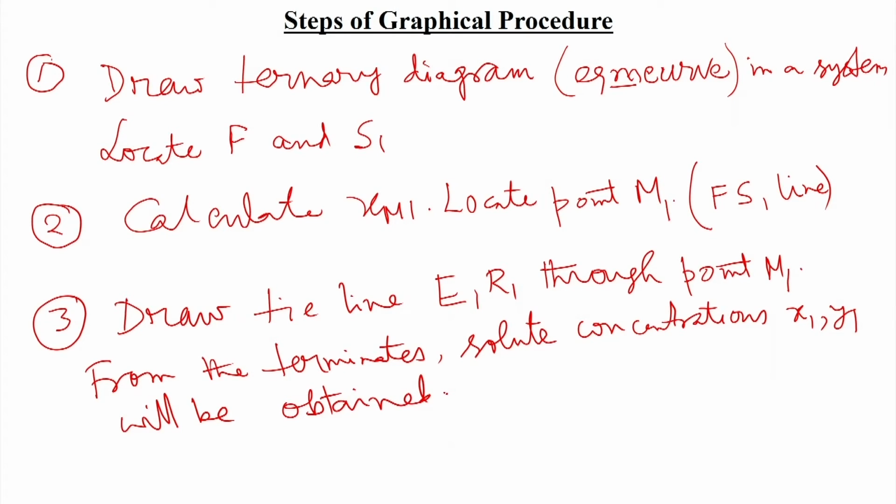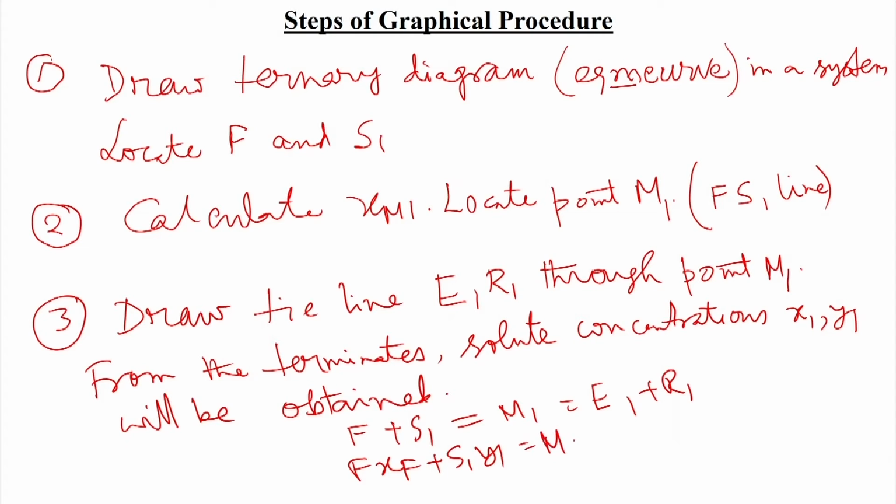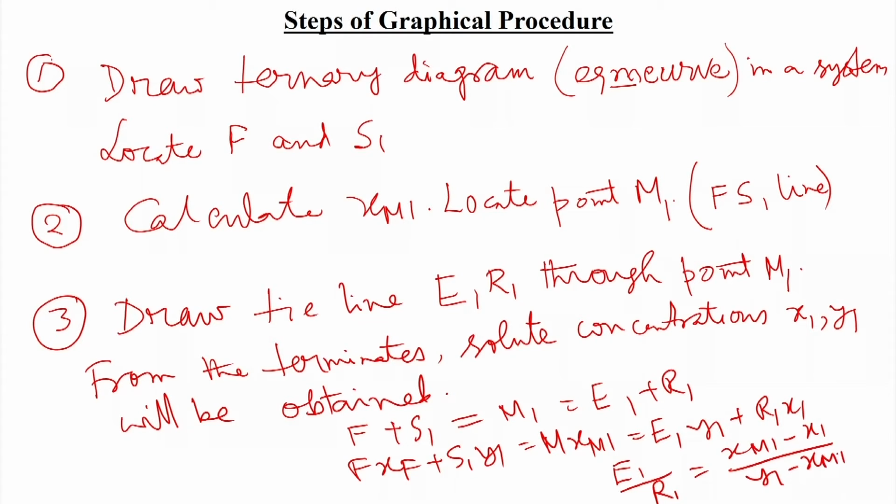Okay. And now we know this equation: F plus S1, that is the total balance, is equal to M1, which is equal to E1 plus R1. And in terms of solute concentration, F xF plus S1 into Y1 is equal to M xM1, which is equal to E1 Y1 plus R1 X1. From there we can say E1 by R1 will be equal to (XM1 minus X1) by (Y1 minus XM1). So, we will be getting this.